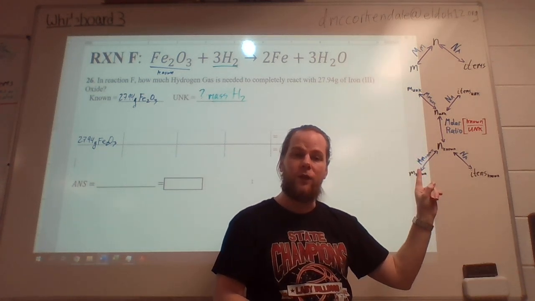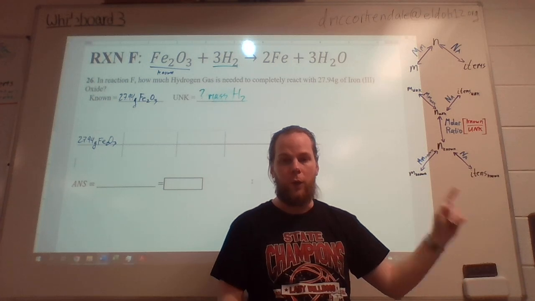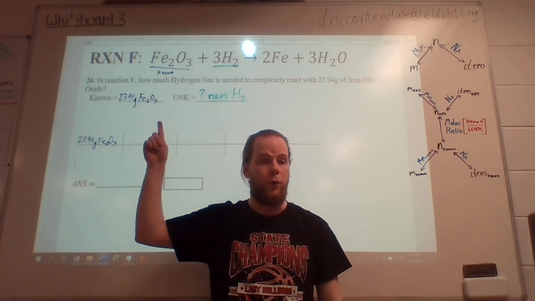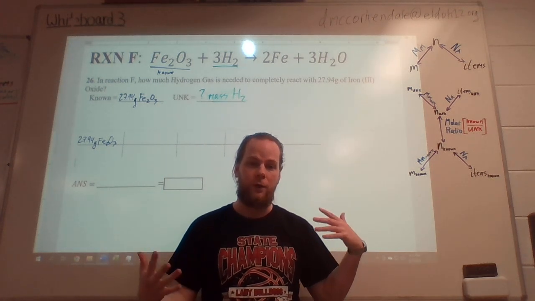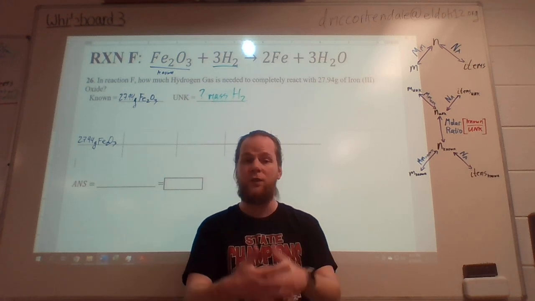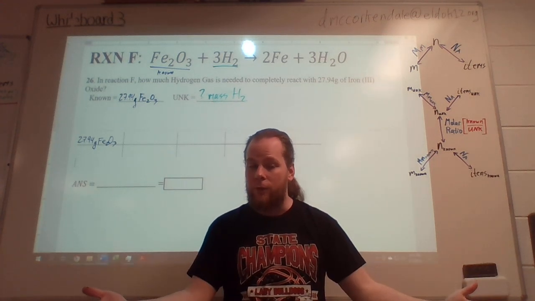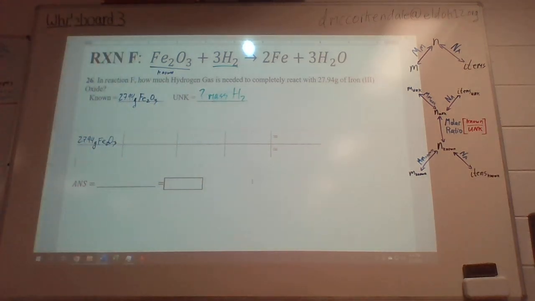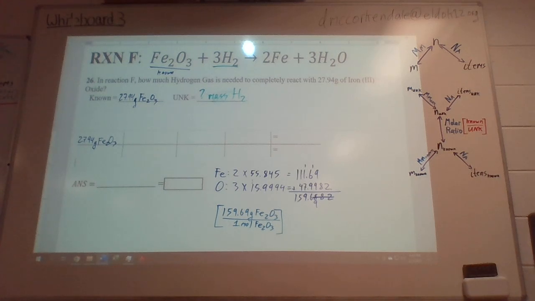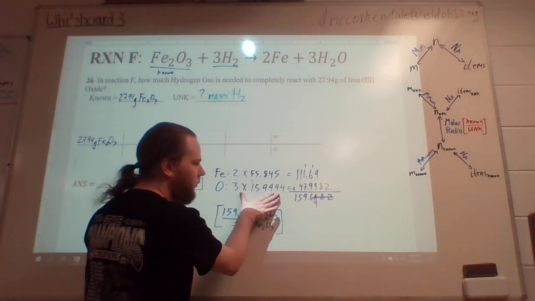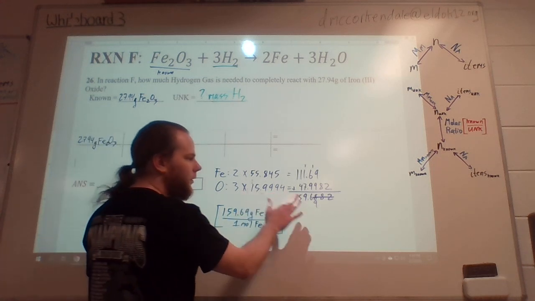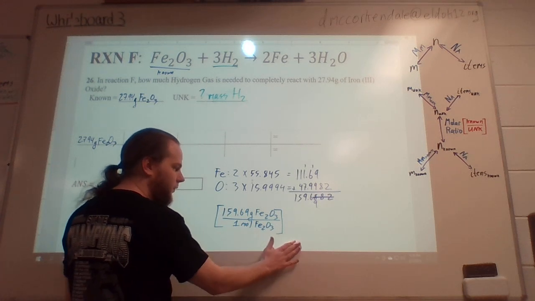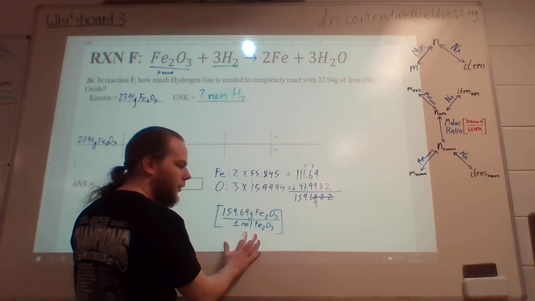So the first thing is the molar mass of the known. The known is Fe2O3, so we need the molar mass of Fe2O3. I am going to pause this, calculate it, and put it on the board as the fraction, since you should all already know how to do that part. All right, here is our calculation to get the molar mass of Fe2O3. It gives us 159.69.